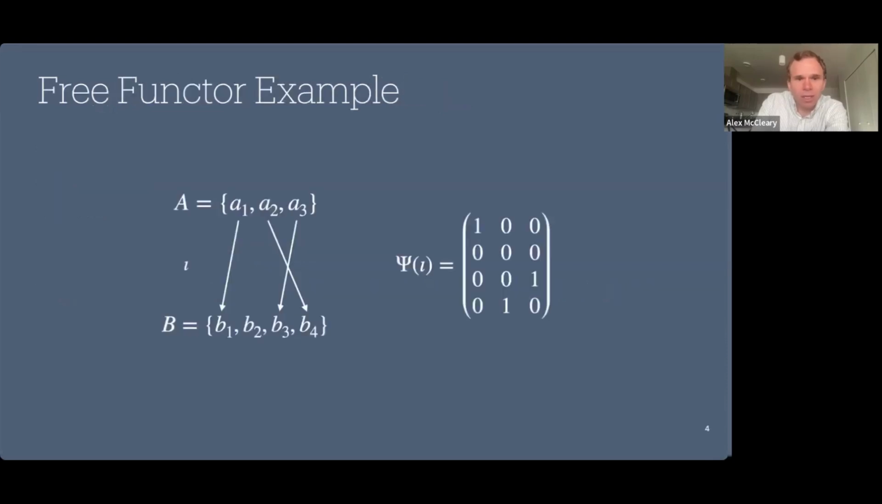Let's look at a little example of the free functor. Here we have two sets. We can think of these sets as bases for our vector spaces. A has three basis elements, B has four, and we have a map between the two sets. The free functor turns this map into a linear map between the spans of those sets. So in this case, it turns it into this linear transformation right here.